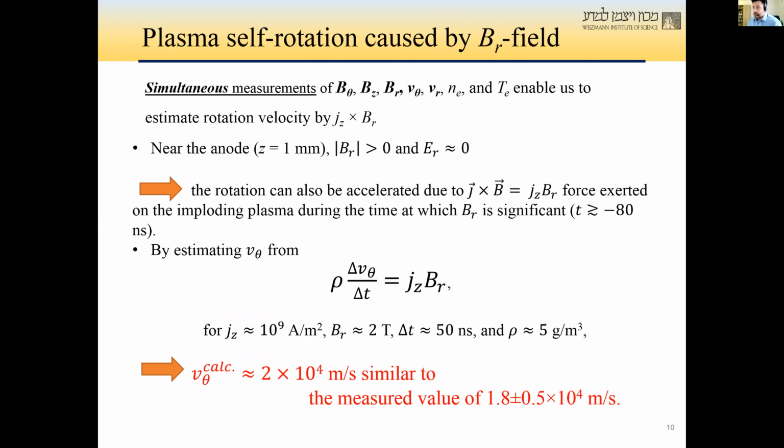So thanks to simultaneous measurements of the azimuth magnetic field, plasma parameters, and self-generated rotation velocity, we can estimate the following, which you can see on the screen. Using the equation of motion for the theta direction, we obtained that the calculated V theta is similar to the measured value. Thus, BR can cause the measured rotation velocity due to the J cross B force. That would be all. Thank you for your attention.